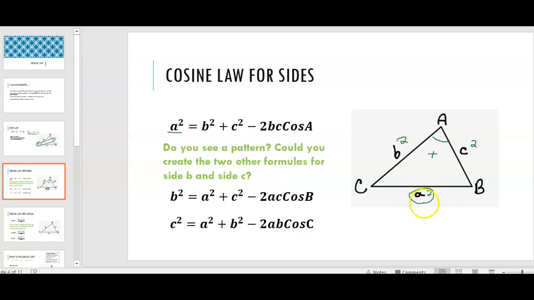One of the sides squared equals the sum of the other two sides squared minus the double the product of these two sides multiplied by the cosine of the angle that is opposite the side that we're solving for. Okay, so if you have side A here, over here is going to be cosine of angle A.